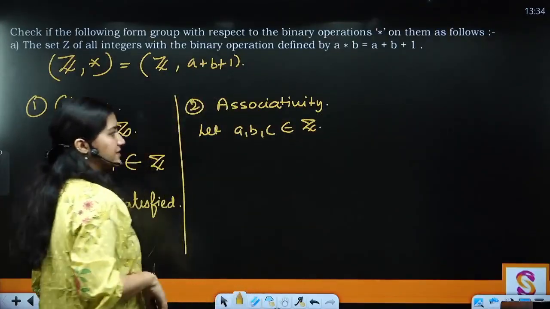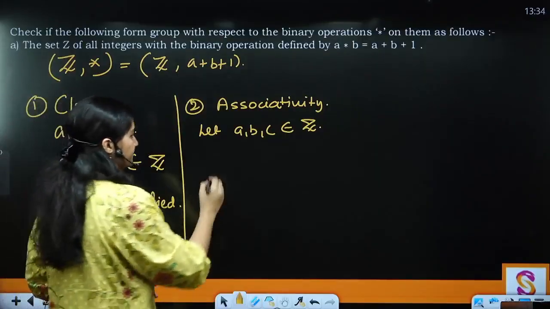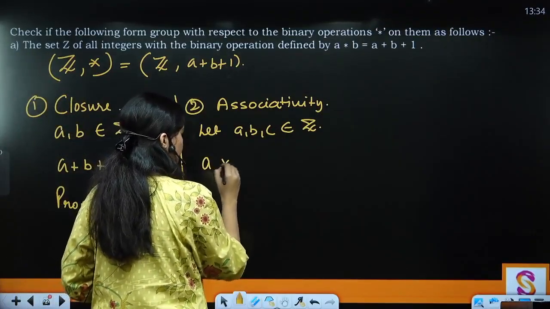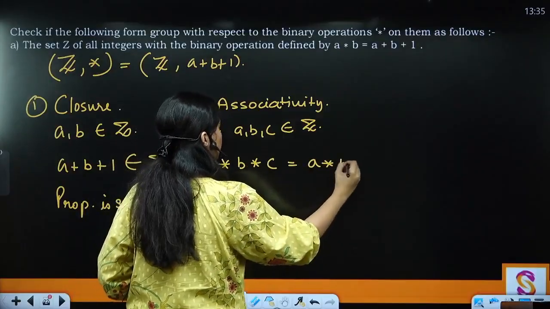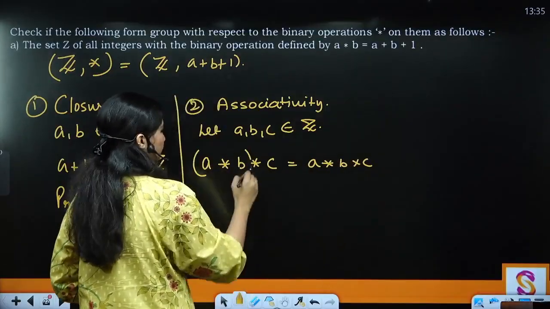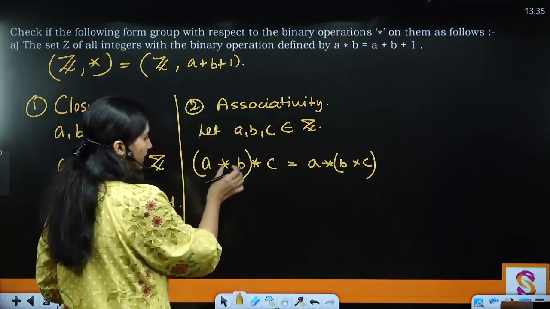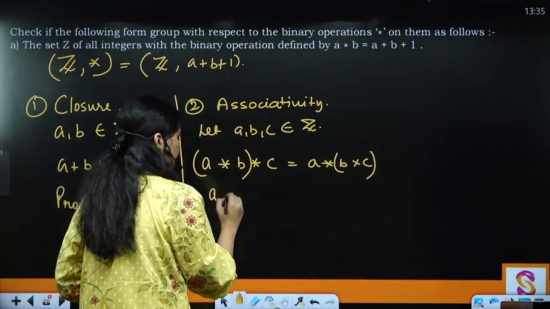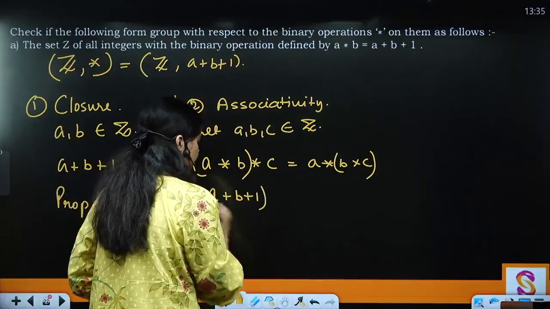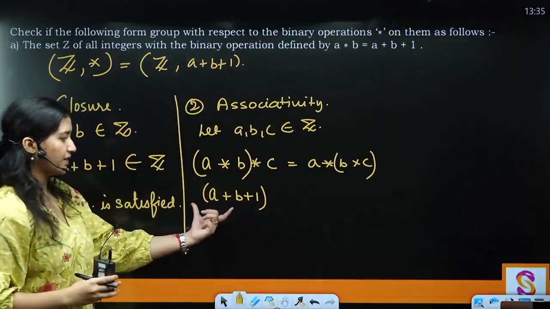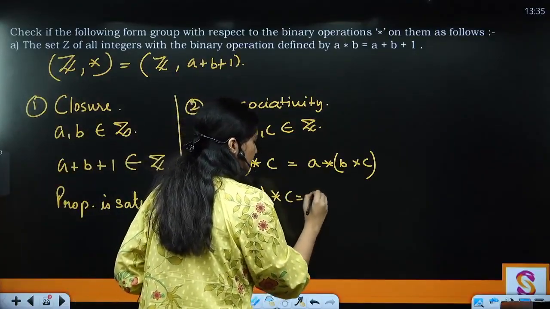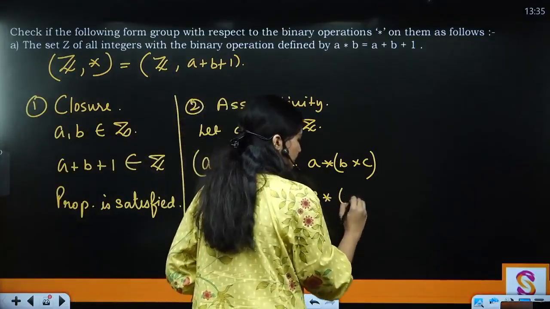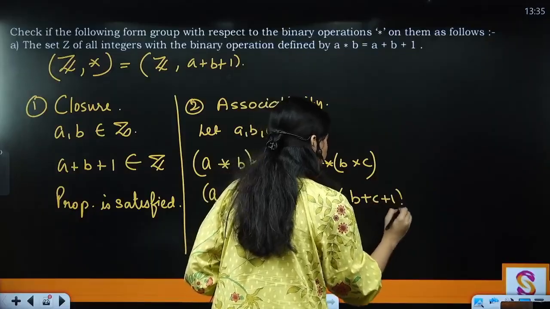a, b, c belong to integers. Now (a operation b) operation c equals a operation (b operation c). Now a operation b is going to be what? a plus b plus 1. Now pay attention, this is one whole element here. Now (a operation b) operation c is going to be (a plus b plus 1) plus c plus 1 here.